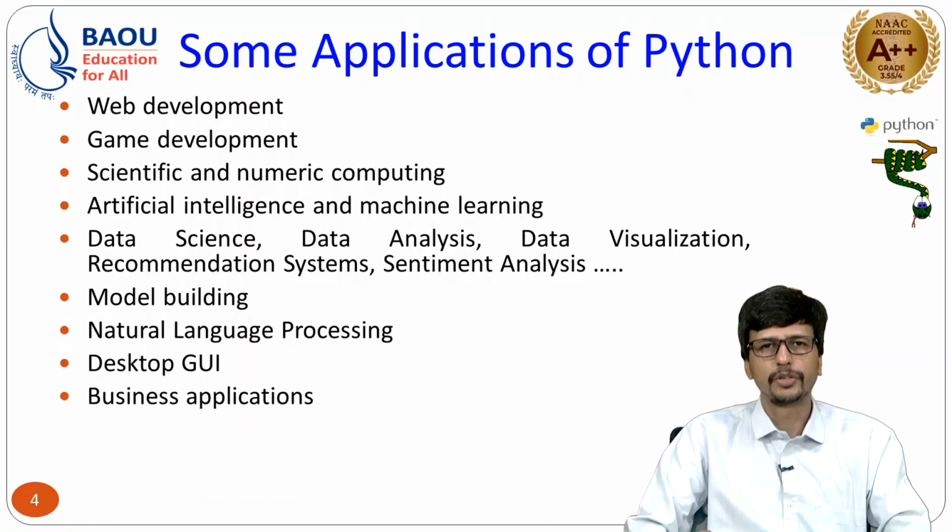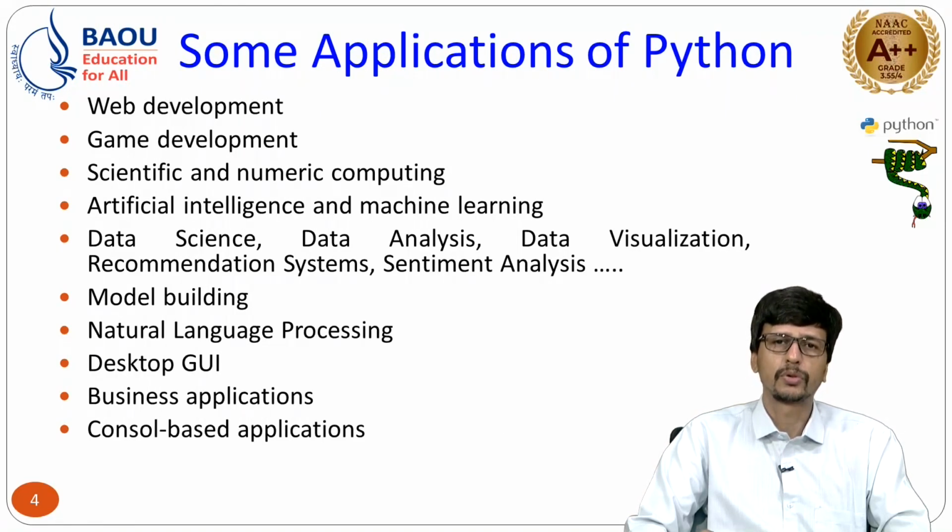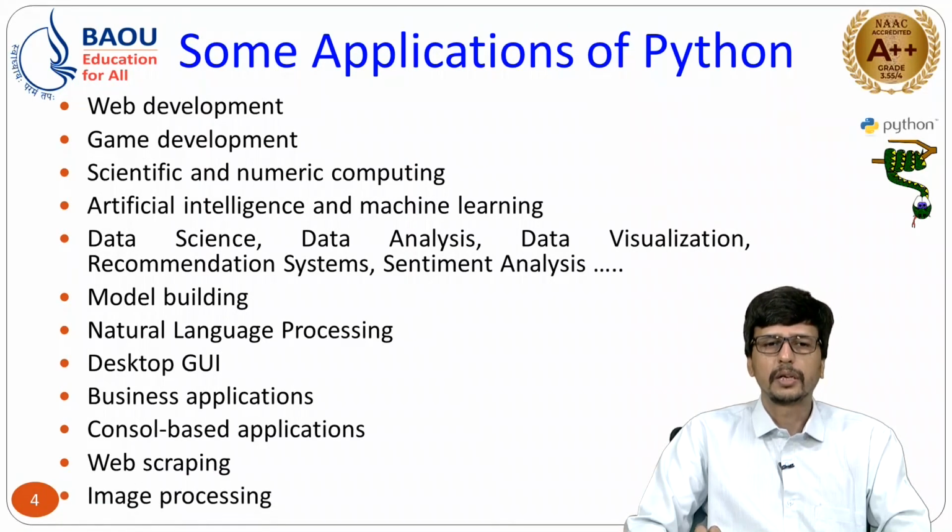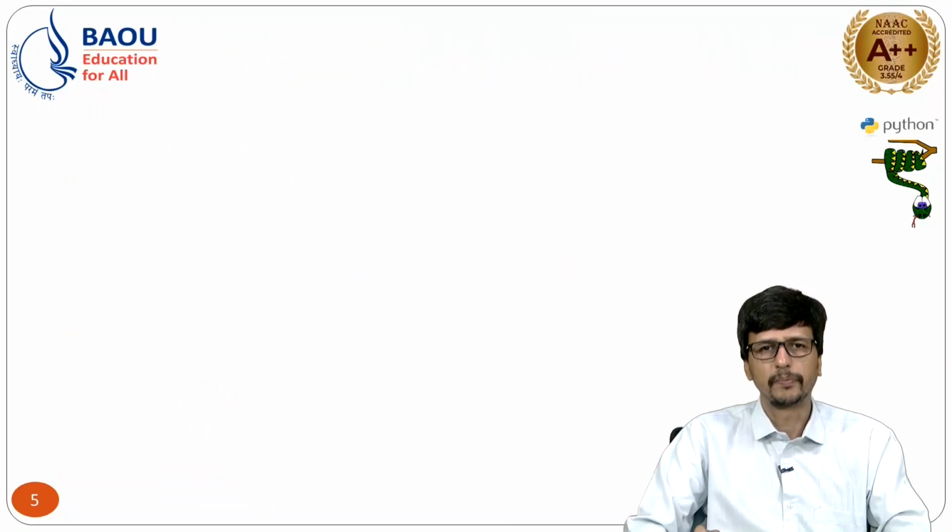Then after desktop GUI, you can create desktop applications, Windows based applications, business applications, and console based applications, that is totally character user interface. Web scraping and image processing, all these are some basic applications that you can create with the help of Python, right? Many more applications are there. This is possible with the help of different frozen libraries available with Python, right?